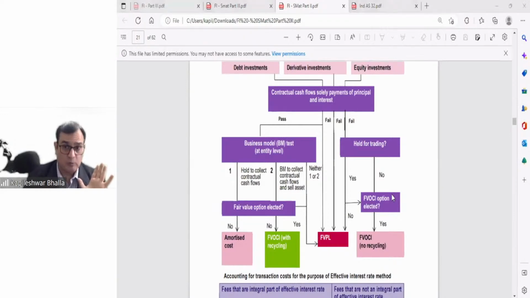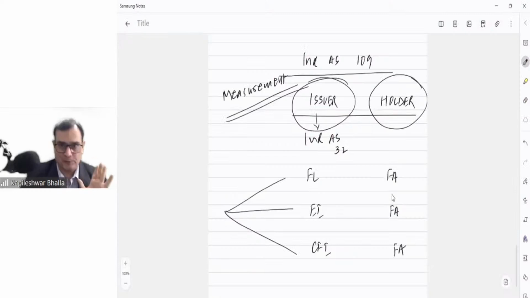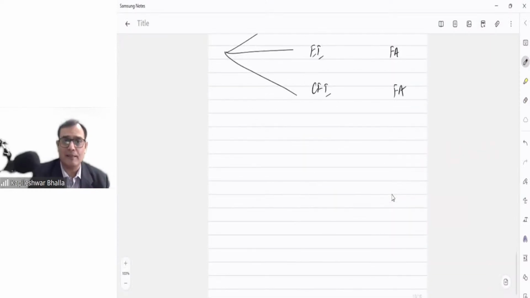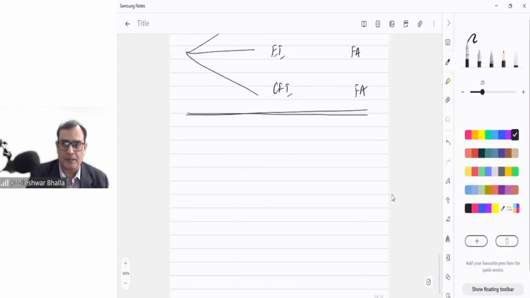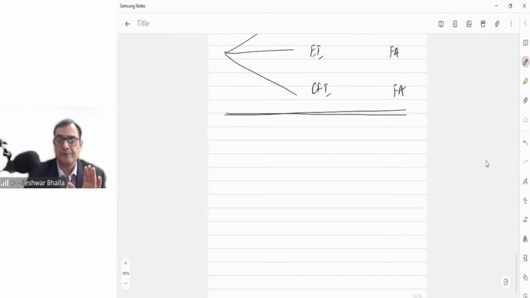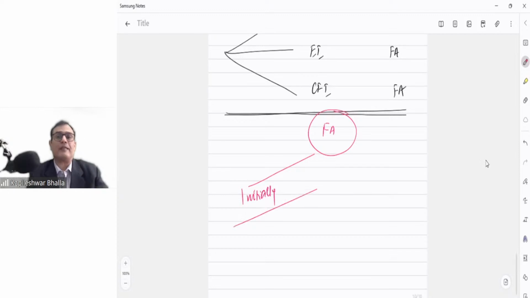So let me just come back to my board and share the 3-step model with you. Now you would say, again, a 3-step model in Ind AS 109 as well? Yes. Just like we created a 3-step model in terms of Ind AS 32, here also I'm going to create a 3-step model for 109. Now, hear me very carefully. My focus is on financial assets. When you measure the financial assets initially, it is always measured at fair value.